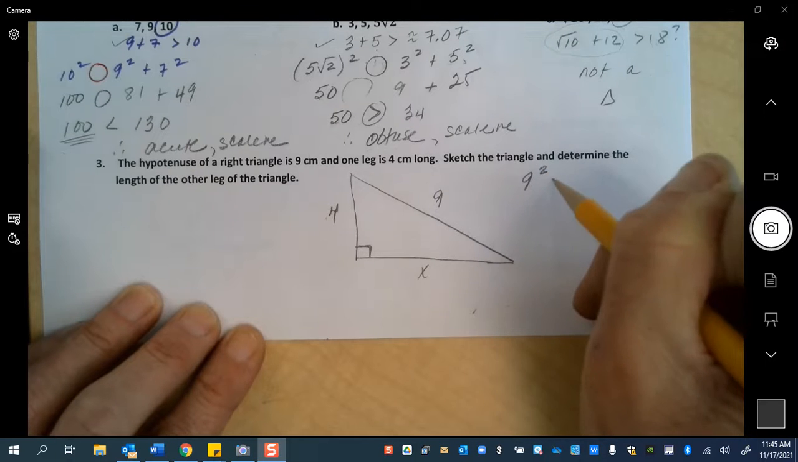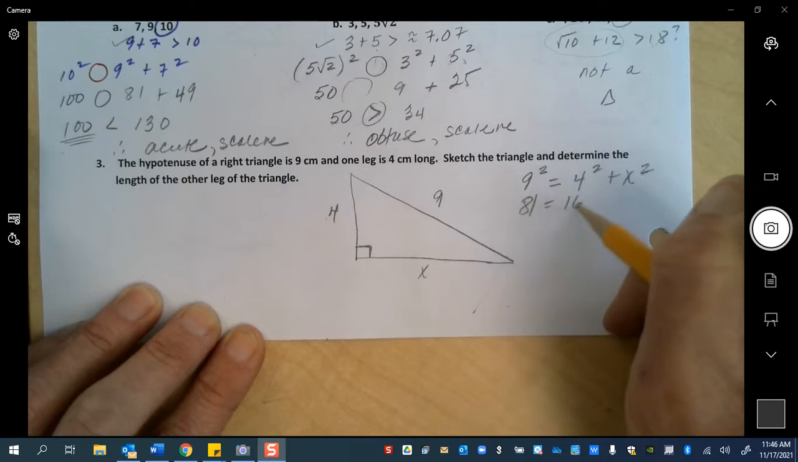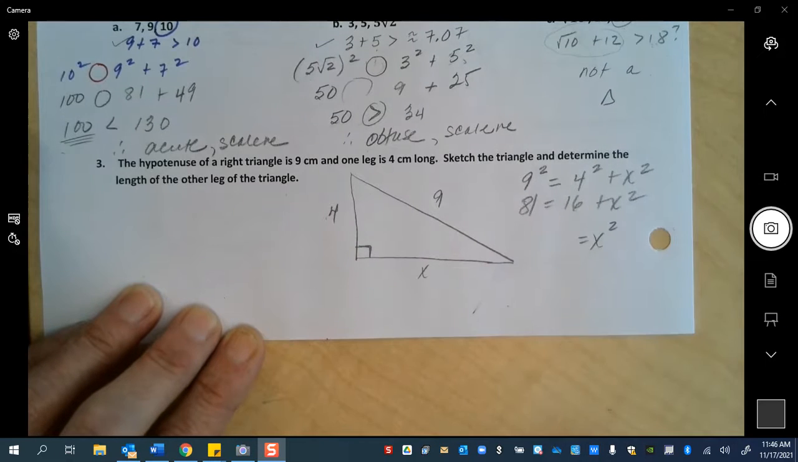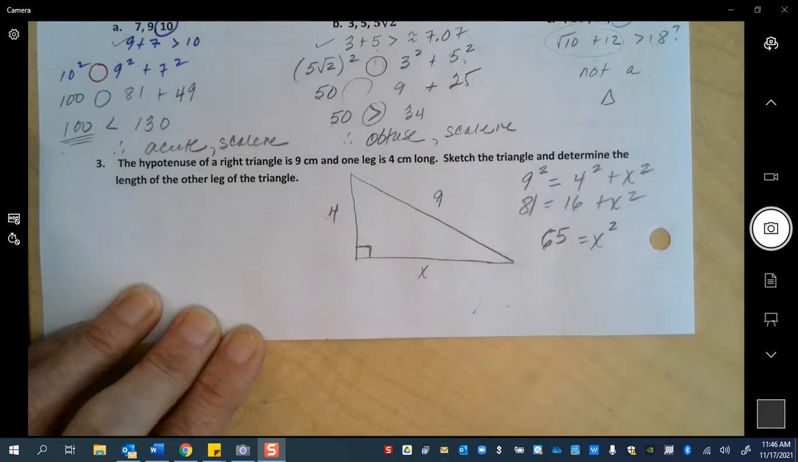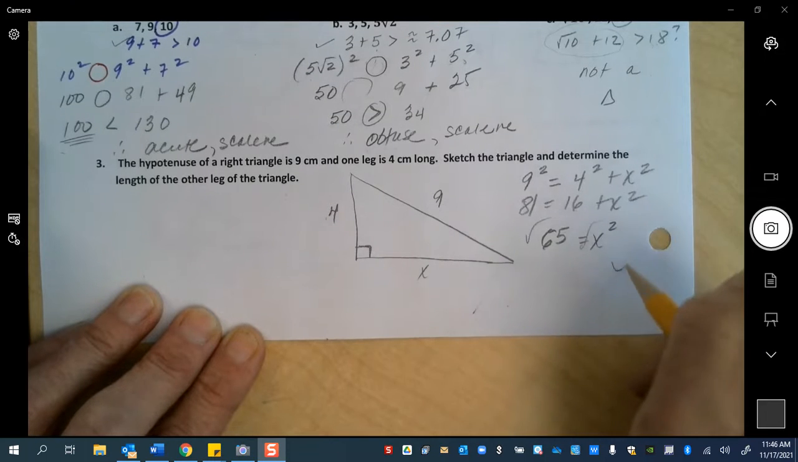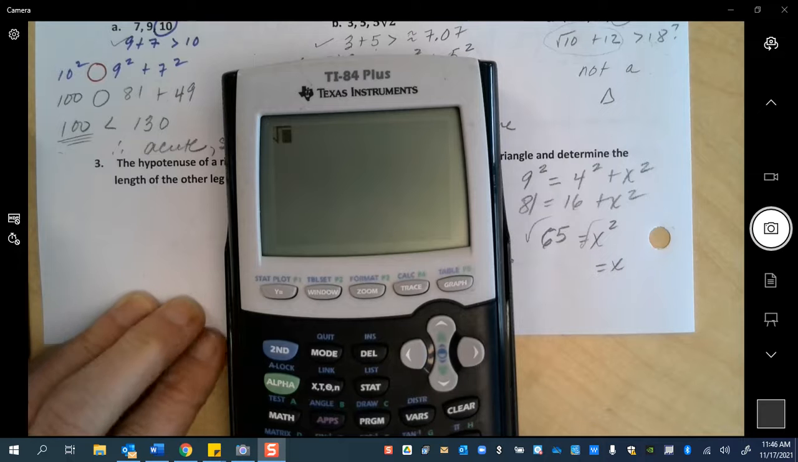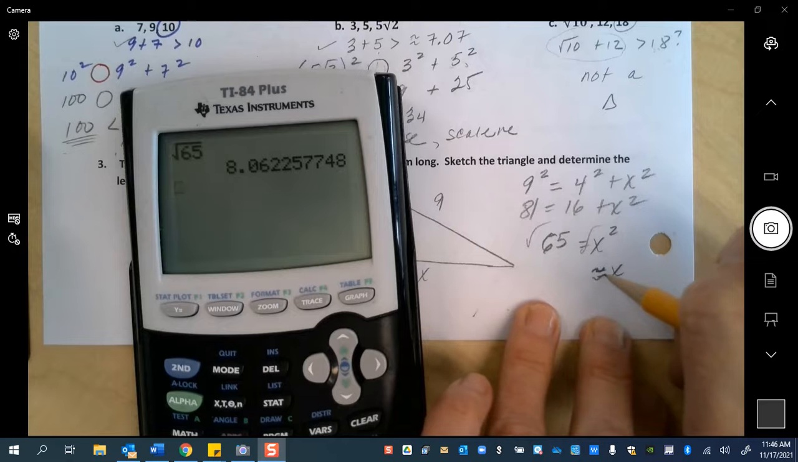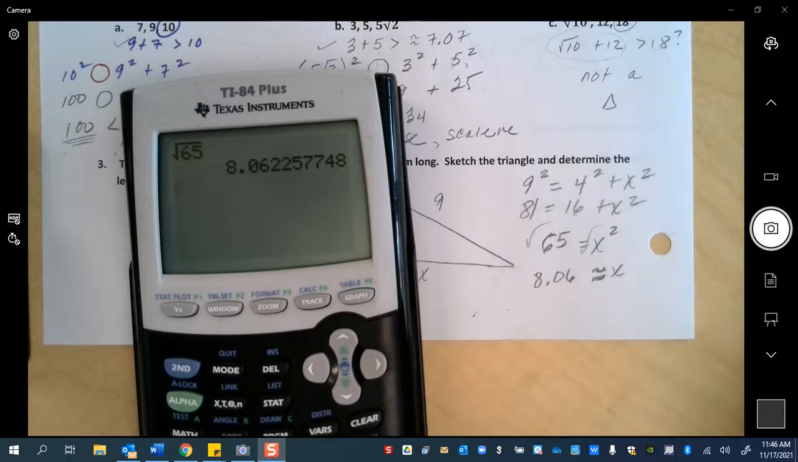I know that 9 squared is going to be equal to 4 squared plus x squared: 81, 16. So my x squared is equal to, what's that? 65? Did I get that right? 65. So when I take the square root of each side, x is going to be equal to the square root of 65, which is about, rounding to the nearest hundredth, 8.06.